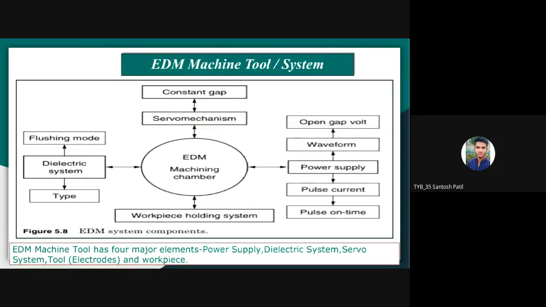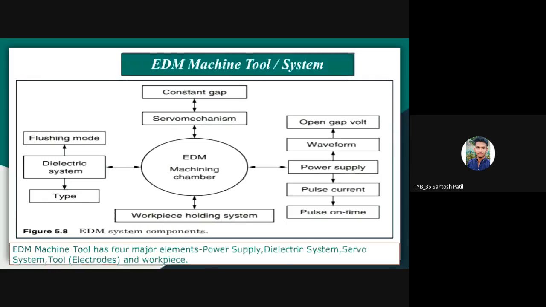Then the most important is the DC power supply. In that DC power supply, whether open gap voltage or waveform, pulse current, then pulse on time, these are the parameters which will affect the machining process. Then to maintain the constant gap, the IEG, we require the servo mechanism. Now to hold the workpiece, we require the workpiece holding system.